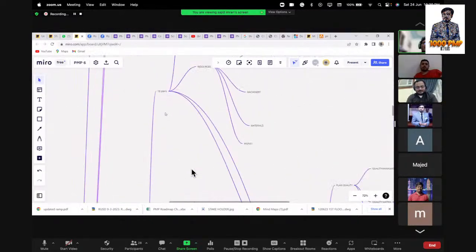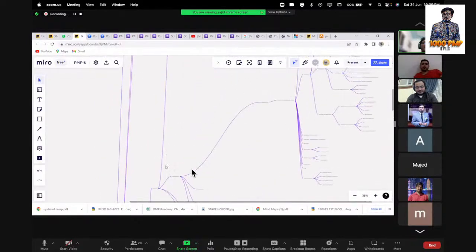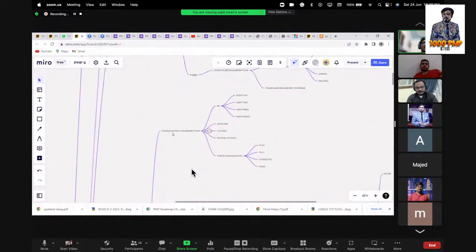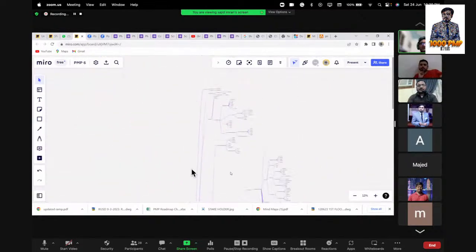In planning, we have 18 plans and 33 documents. The first plan we prepare over here is the communication management plan. Four are there: right information, right time, right people, right impact. Then language, cultural, political, and dynamic factors we have to keep in mind while we are managing the communication. Types of communication are push, pull, interactive, and noise is there also.